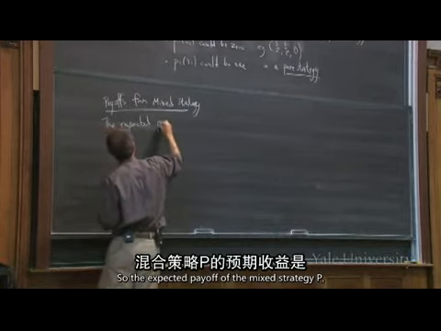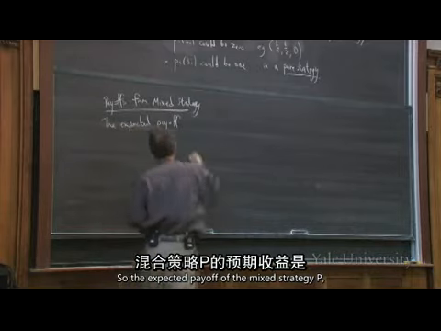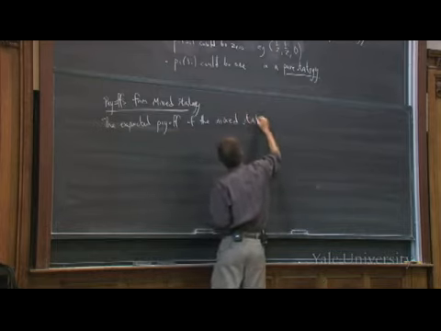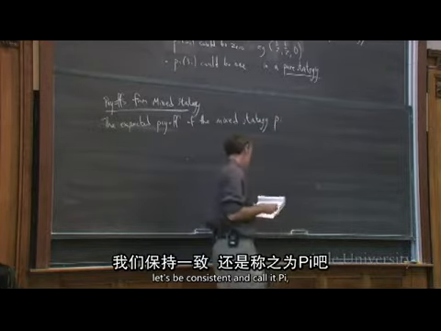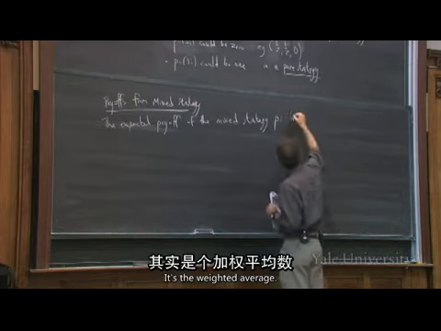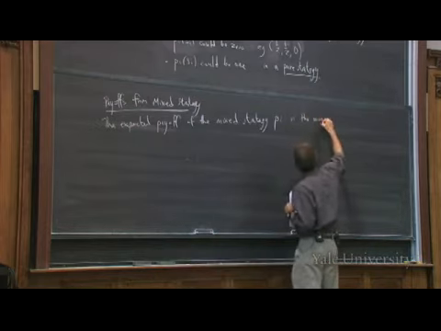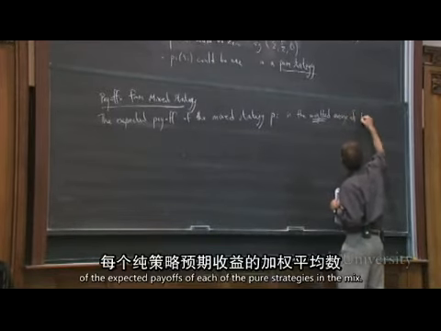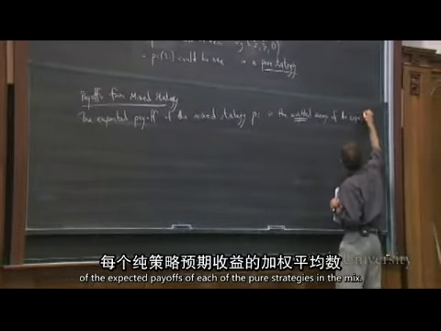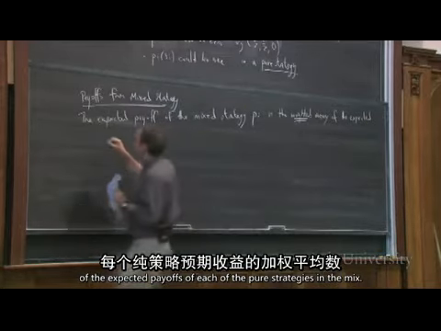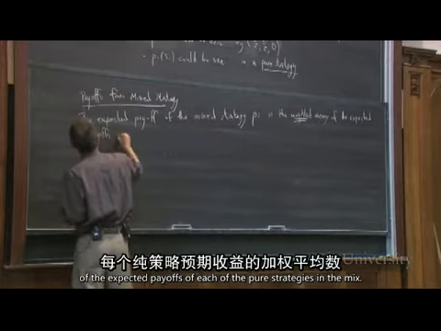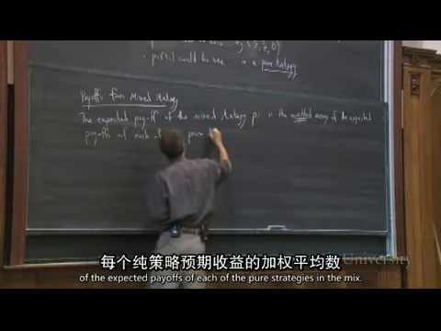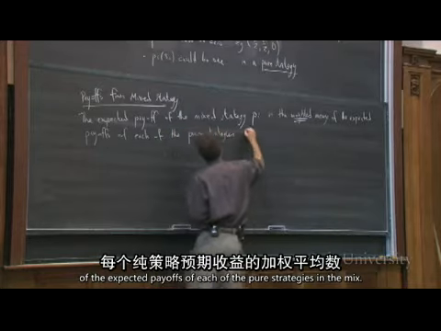So the expected payoff of the mixed strategy, let's be consistent and call it P sub I, the mixed strategy P sub I, is what? It's the weighted average, or a weighted mixture, if you like, of the expected payoffs of each of the pure strategies in the mix.